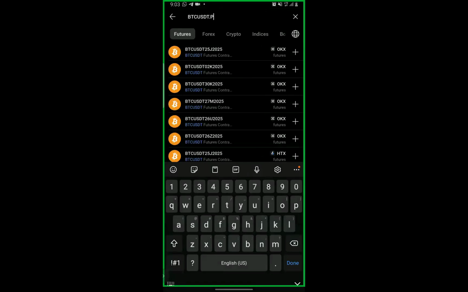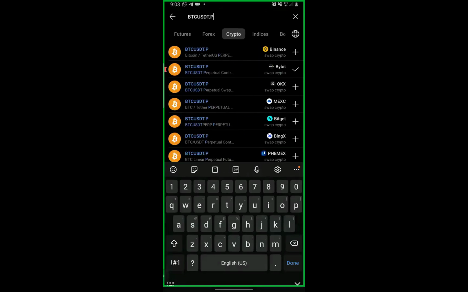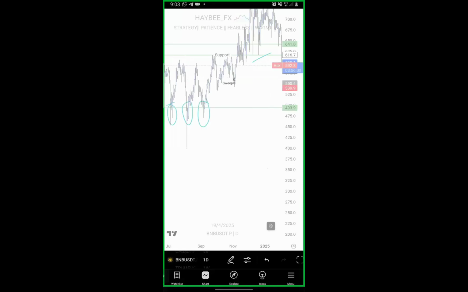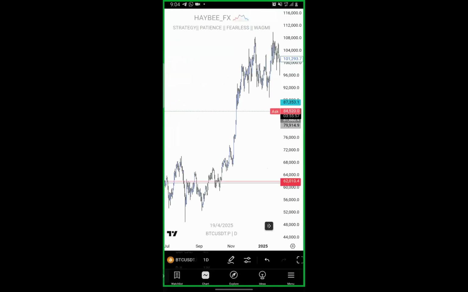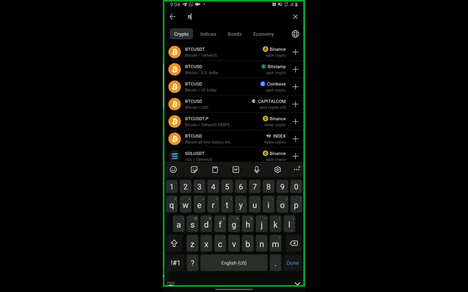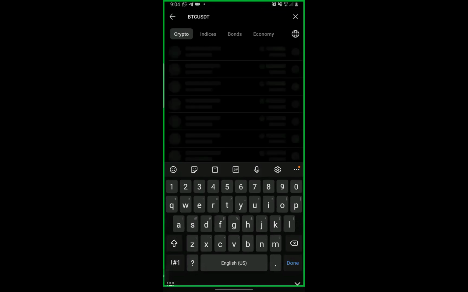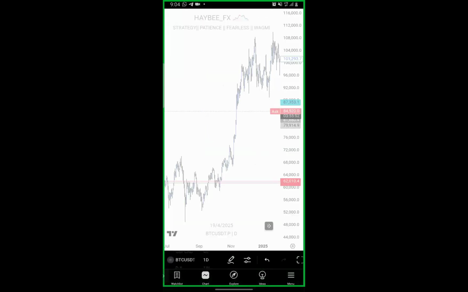Use the spot market, please. Okay, spot. Okay. Let me use this then. Binance. Okay. Spot market. We're using BTC USDT alone. Okay, fine.